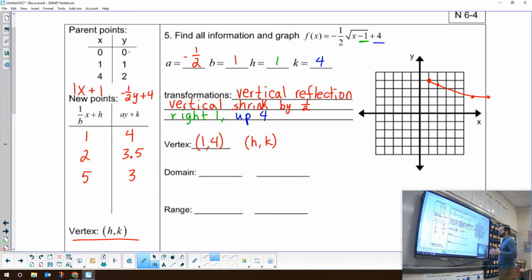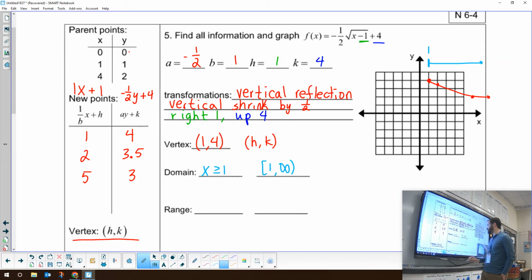So for our domain today, we actually have to be thoughtful about where it's going. So remember, your domain is your left and your right, and it's your x value. So my graph doesn't go all the way to the left. It stops right here, and then it goes to the right from there. So my domain is going to be from 1 to infinity. So my domain is going to be x is greater than or equal to 1 or 1 to infinity.